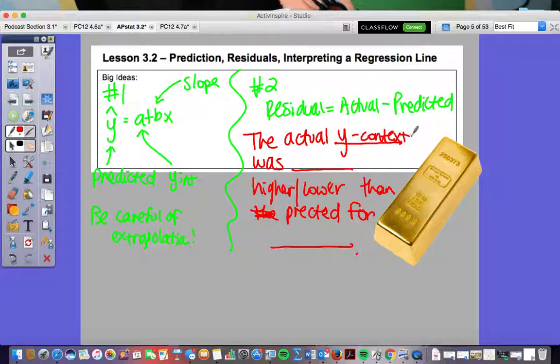The actual distance was blank higher or lower. What would go here? The residual, whatever the residual was. And ours was like 1.3 or something like that. Higher than the predicted.